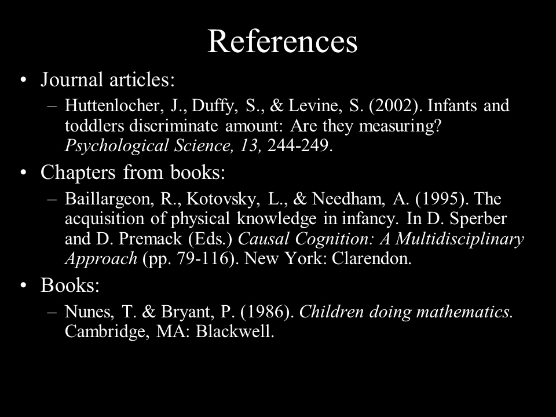So, for instance, when you're citing a journal article, what you're going to do is you're going to have the order of the authors that appear in the journal article: last name first, comma, first initial period, and then a comma, and then the second author, last name first, comma, first initial period, comma, and then ampersand, the last author, comma, first initial period, and then in parentheses, the year, and then a period, and then the title of the article. In this case, the article is called Infants and Toddlers' Discriminated Amount. Are they measuring?